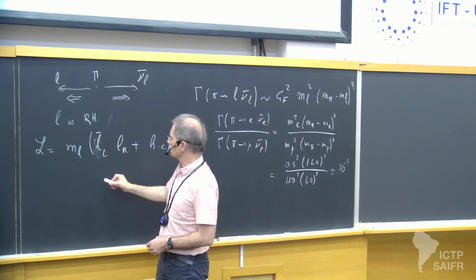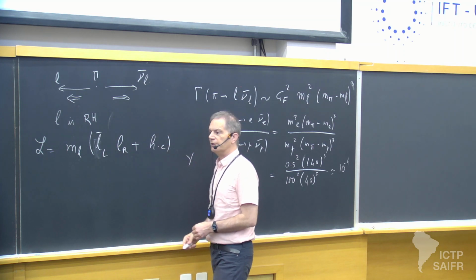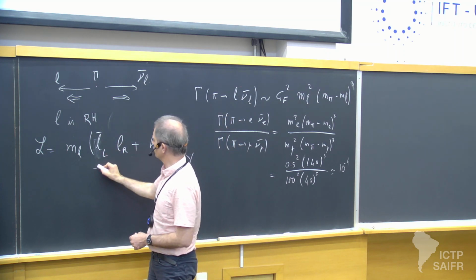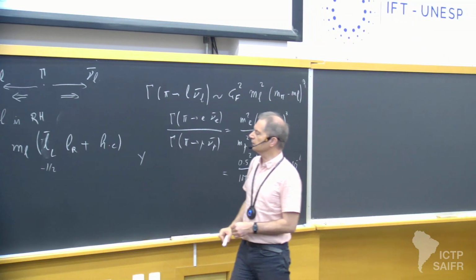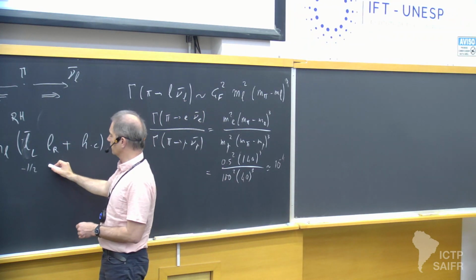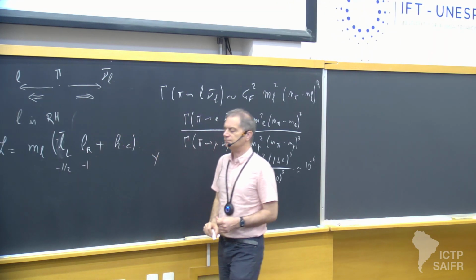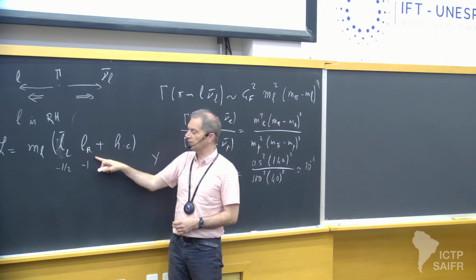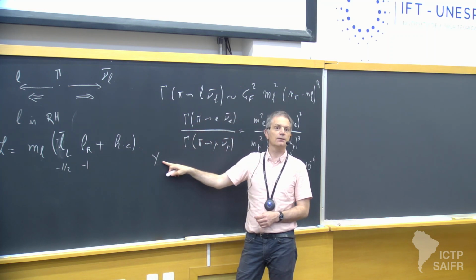Just look at the hypercharge that we identified yesterday. The hypercharge of the left-handed electron was 1/2, so the anti-electron is -1/2. And the hypercharge of the right-handed one was -1 or +1, whatever. -1, I think. So clearly here, this is not invariant under the U1 of hypercharge, right?